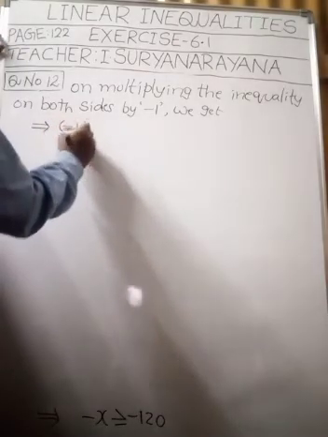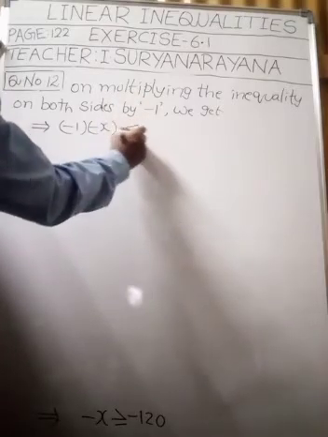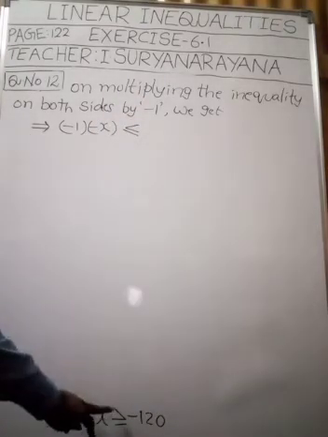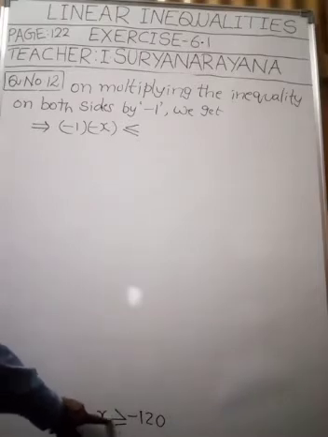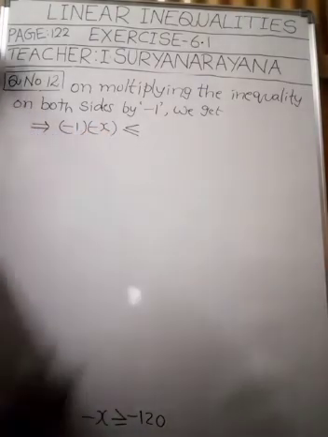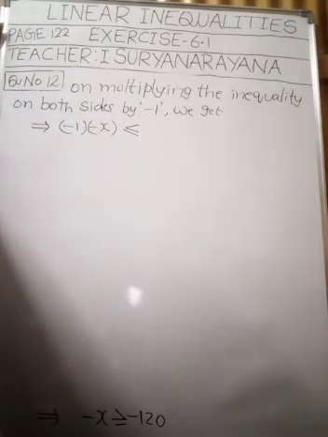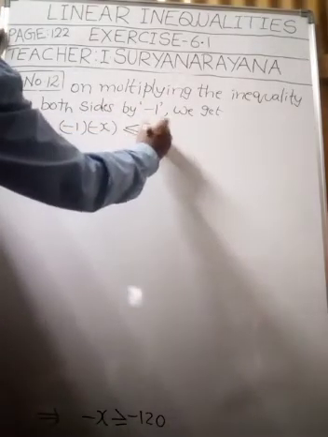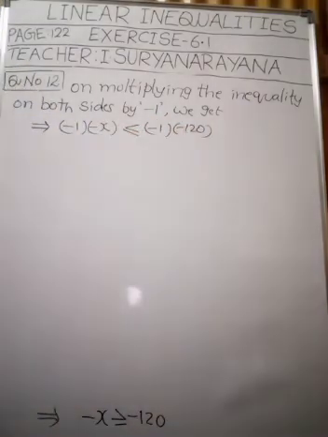Minus 1 into minus x is less than or equal to, here greater than or equal to sign is there. Please remember this point, my children. Here greater than or equal to is reversed as less than or equal to, because we are multiplying this inequality by a negative quantity, a negative number. So minus 1 into minus 120. Understood this step, my children?